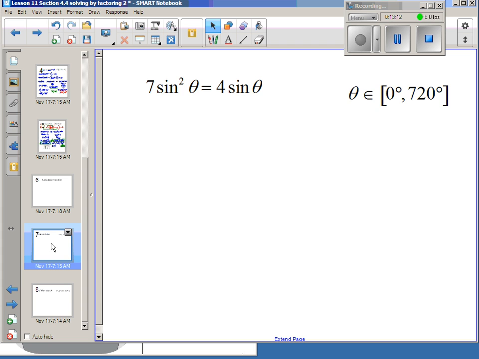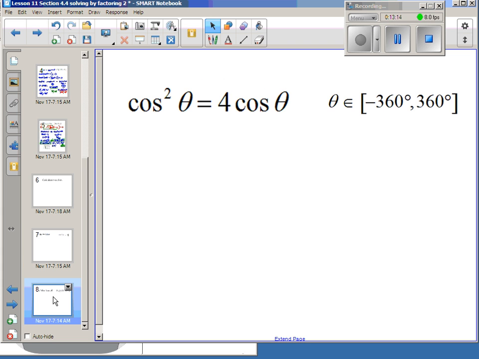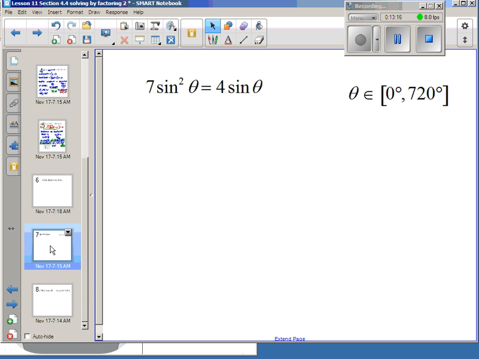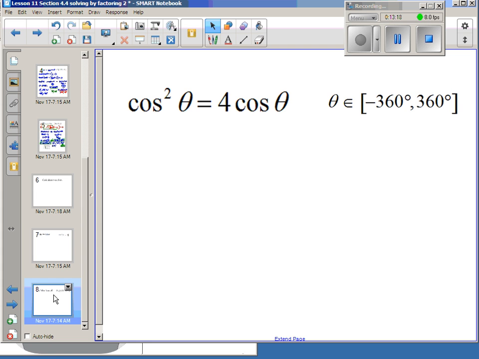Let's try one more with the calculator. Yeah, let's try this one. Actually, we haven't done a cosine one yet. Let's try a cosine one. Now in this case, I have things on both sides of the equation, which is not good. It is not equal to 0. Factoring only helps if it's equal to 0. So to set it equal to 0, I'm going to subtract 4 cosine theta from both sides.